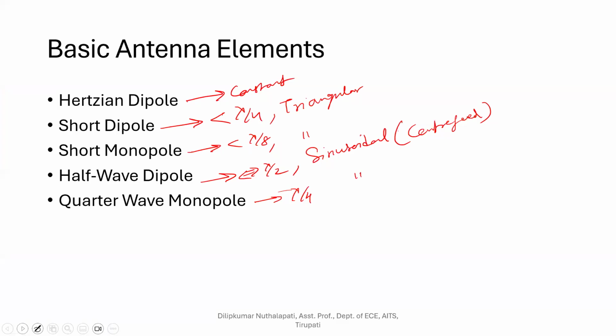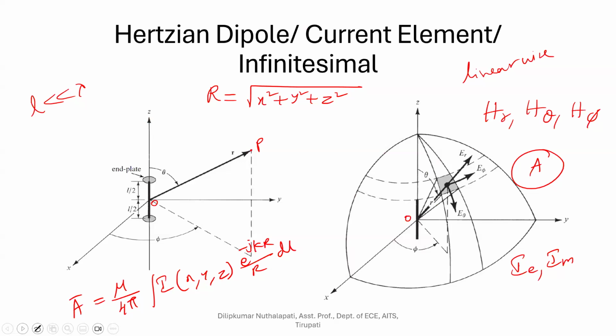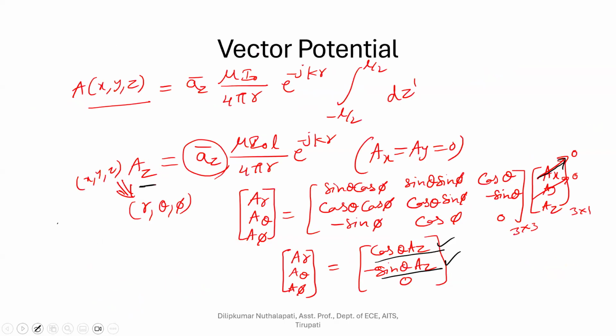linear antennas. We have seen the Hertzian dipole or current element, placing the current element on the z-axis, and we have seen the field components represented graphically on the figure, and we have obtained the vector potential as a final value in terms of r, theta, and phi.